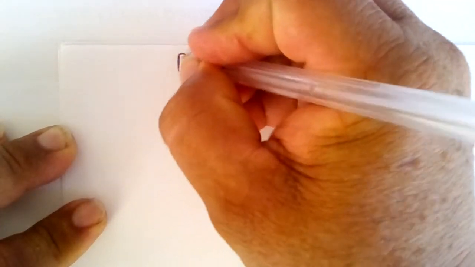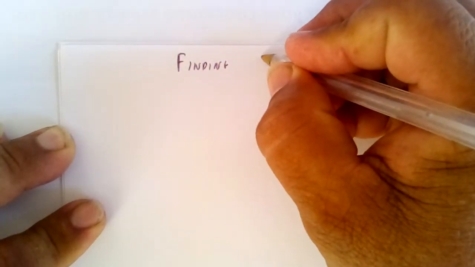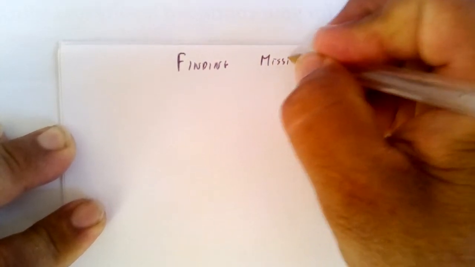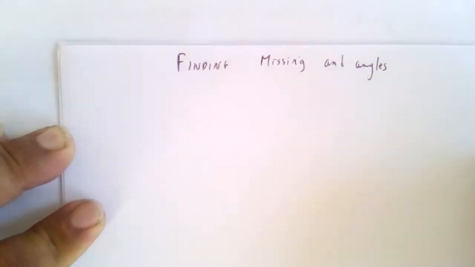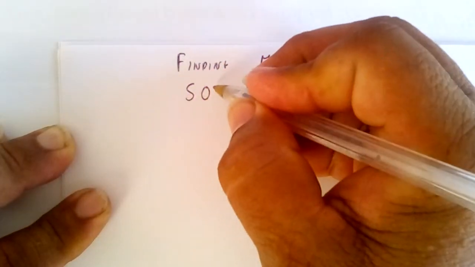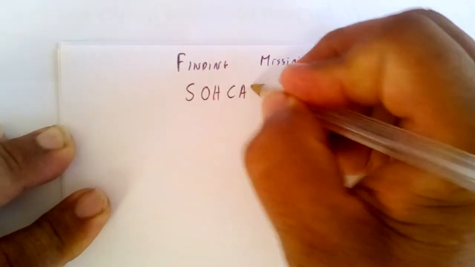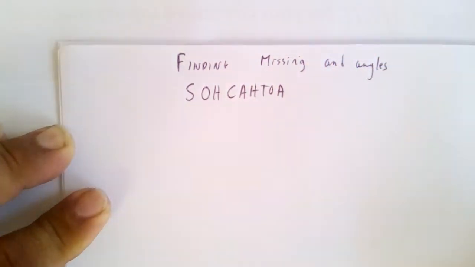We'll be finding the sides and angles, and we will be making it very easy. All right, so what are we going to use? Finding the missing sides and angles of triangles. So we will be using what you call SOHCAHTOA, to find the sides.